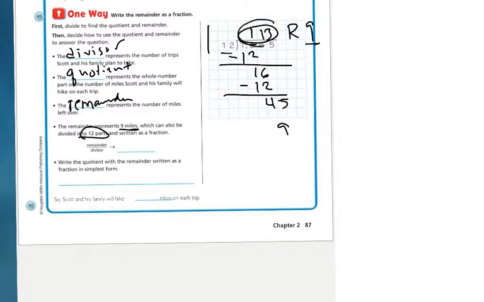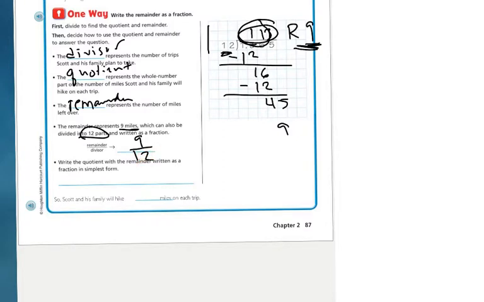So they're going to travel 113 miles, and we have these 9 miles left over coming out of 12. So the remainder is going to be 9 over 12, because we're going to write it as a fraction. So the quotient is going to be, and we have to write it in its lowest form. We know that what number goes into 9 and goes into 12 at the same time?